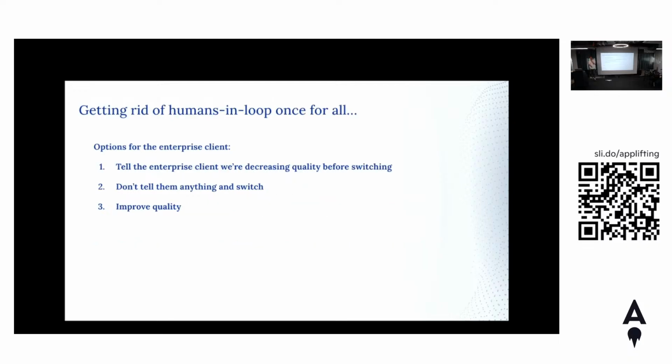But we still wanted to get rid of this human-in-loop setup for this enterprise client, and we thought these were our options. We could just tell the client or ask them, would you be okay just getting a lower quality product? We didn't even ask. We probably knew the answer to this. We could not tell them at all, but we didn't think it was the right thing to do. We could continue improving the quality, and basically that's what we chose.